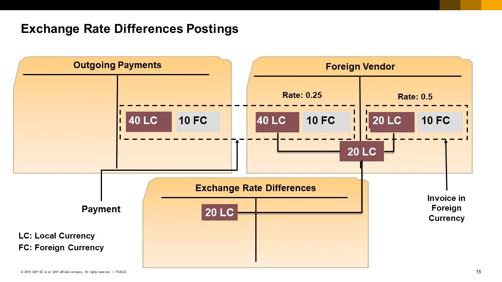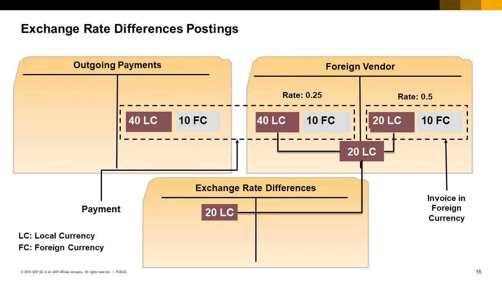At the time when you post the payment for this invoice, the exchange rate has changed to 0.25. 10 units in foreign currency are now equal to 40 units in local currency. Note that the amounts paid are the same in the foreign currency as they were in the AP invoice. The vendor is paid in his local currency, so he will not notice the difference. We will see the rate difference in the conversion to local currency.